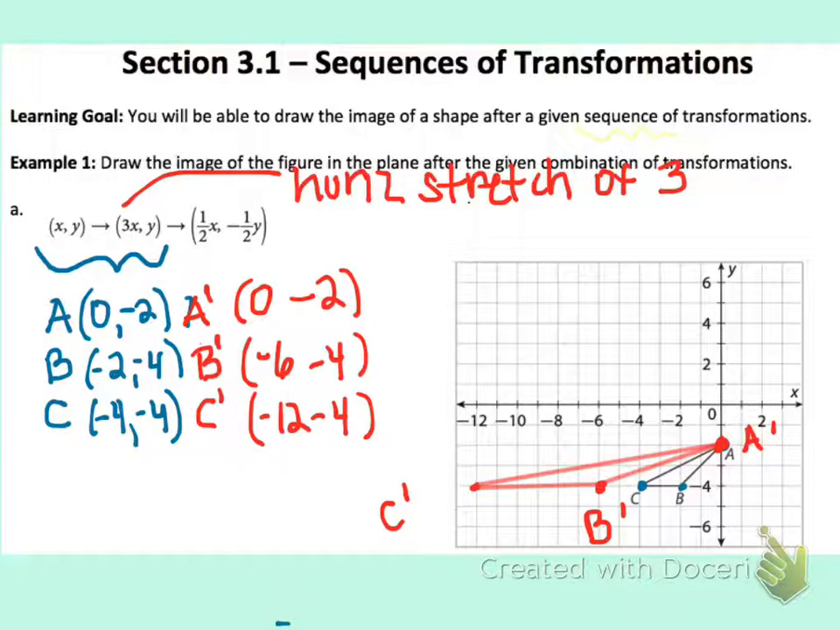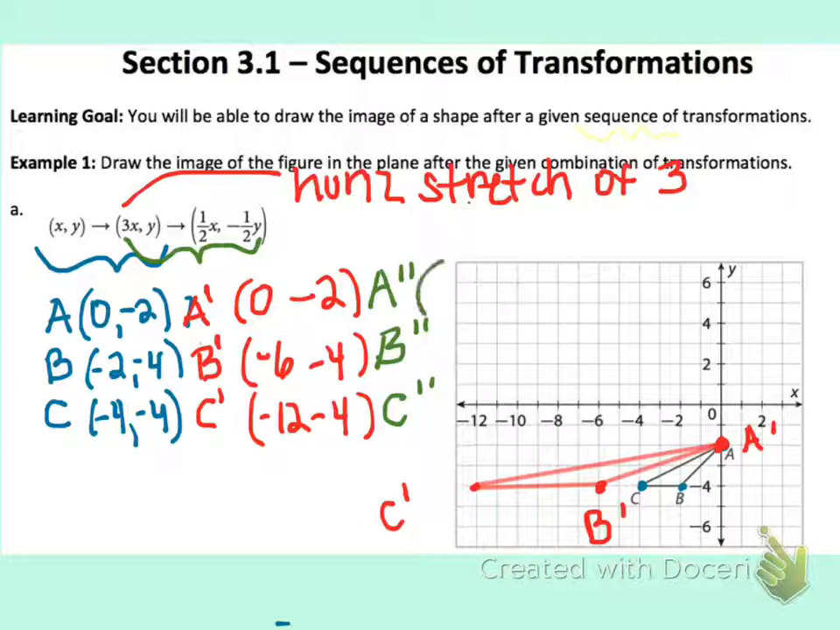So the next transformation says to apply this rule. We're going to take our new coordinates, this new figure, A prime, B prime, C prime, and apply this rule to get A double prime, B double prime, C double prime. In other words, like the second transformation, so the sequential transformation. We don't go back to the original figure and use those coordinates. We're doing a successive transformation. You do one transformation, which was the 3x comma y, and now we're going to apply to those coordinates the new transformation, 1/2 x and negative 1/2 y.